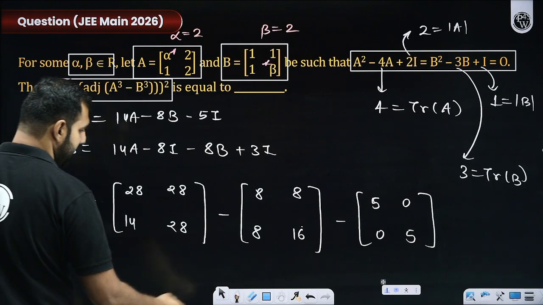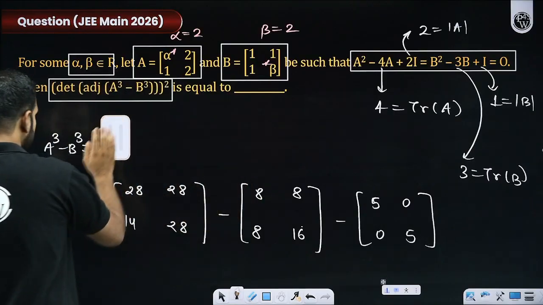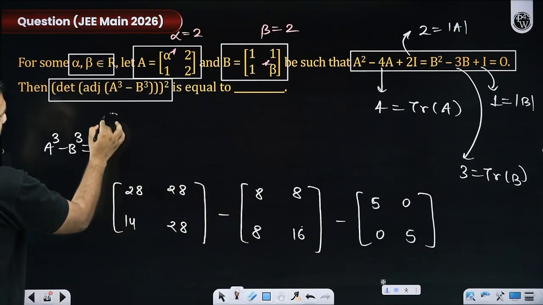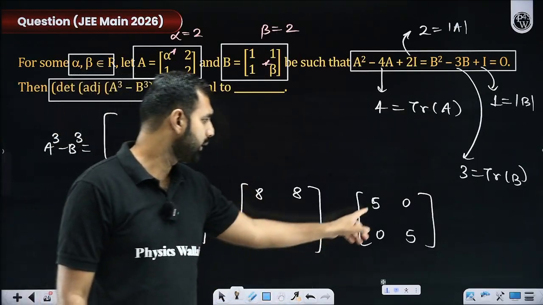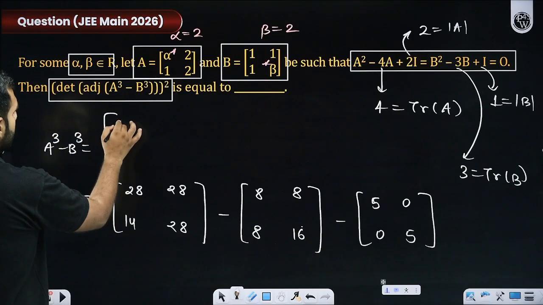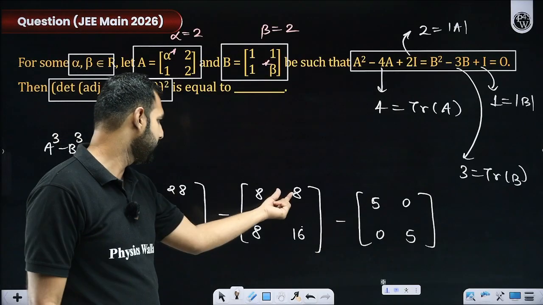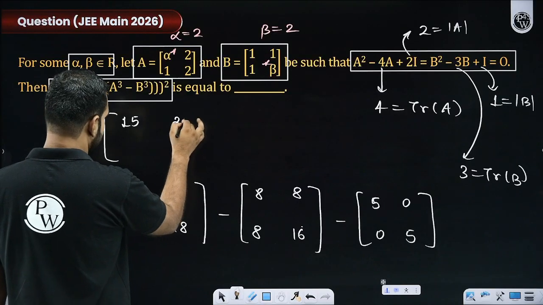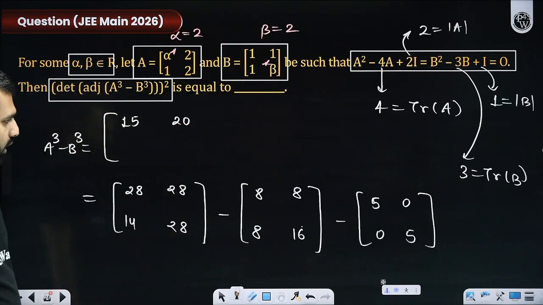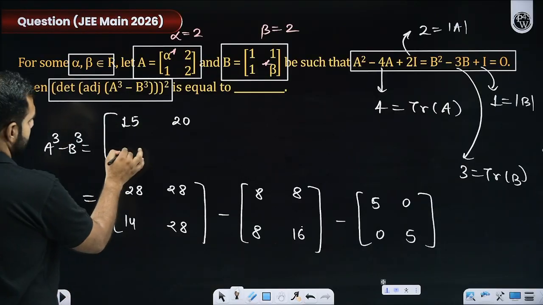And with this, I think now I am finally reaching to conclude a cube minus b cube. What would that be? Everyone with me? 28 minus 8, that is 20. And 20 minus 5, that I think is 15. Yes or no? This 28 minus 8, that is 20. 20 minus 0 is 20. Correct or not? Then 14 minus 8, that is 6 minus 0 is 6.